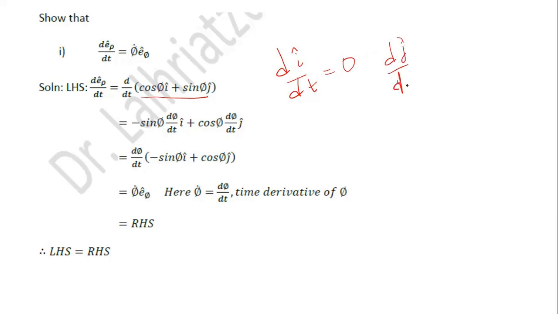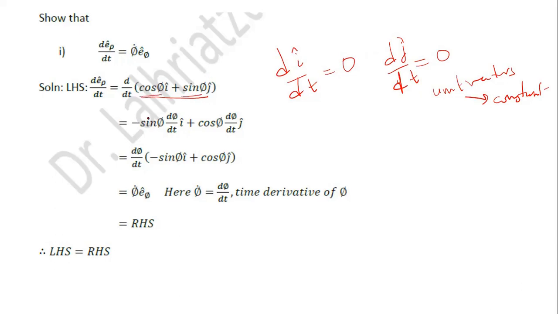There's no point in differentiating this with respect to time or any other variable at all, because they are unit vectors. Unit vectors means constant. They have a unit magnitude, which means they are constant. So whenever you differentiate with any variable, this is 0. No need to differentiate your i and j here with respect to time. The only thing you can differentiate is your cos phi and sine phi.